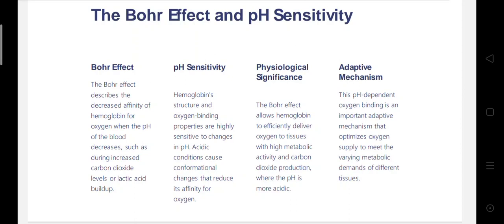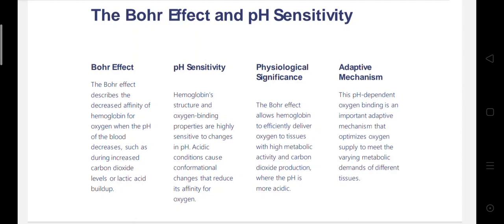So pH sensitivity. The hemoglobin's structure and oxygen binding properties are highly sensitive to changes in pH. Acidic concentration, in which the H plus ion concentration increases, causes the conformational changes that reduces its affinity for oxygen, and the curve will again shift towards the right.